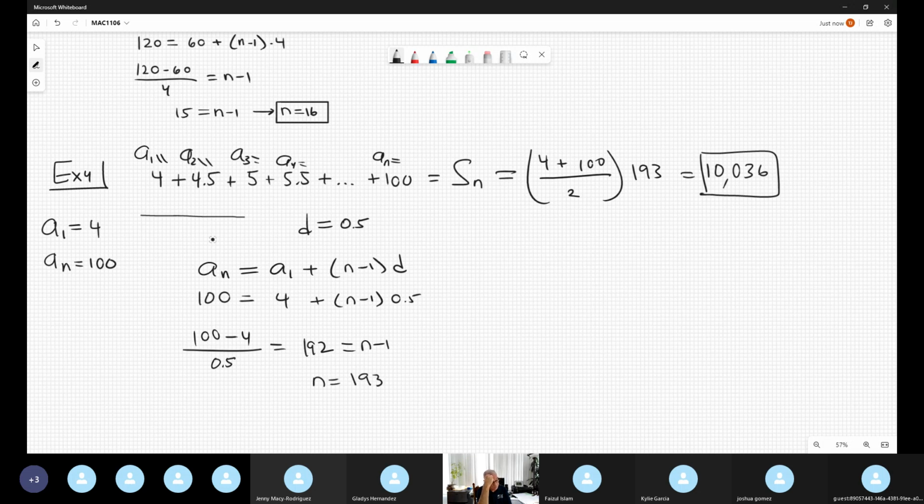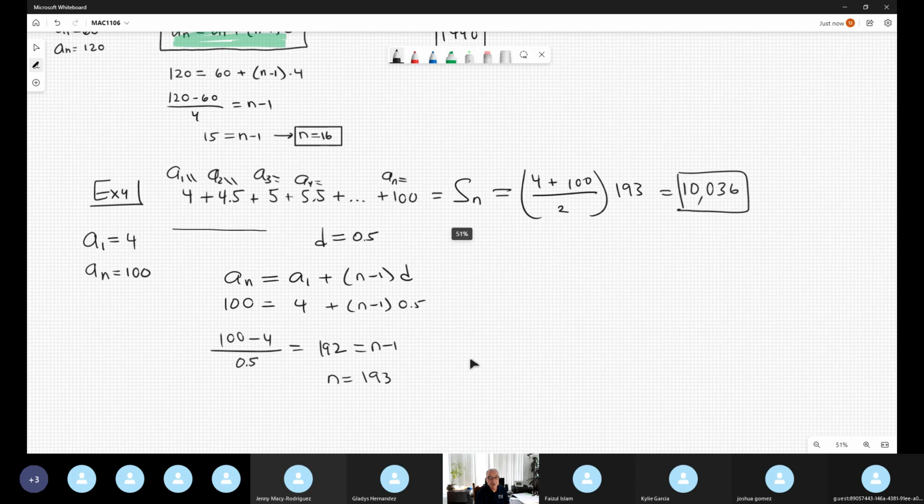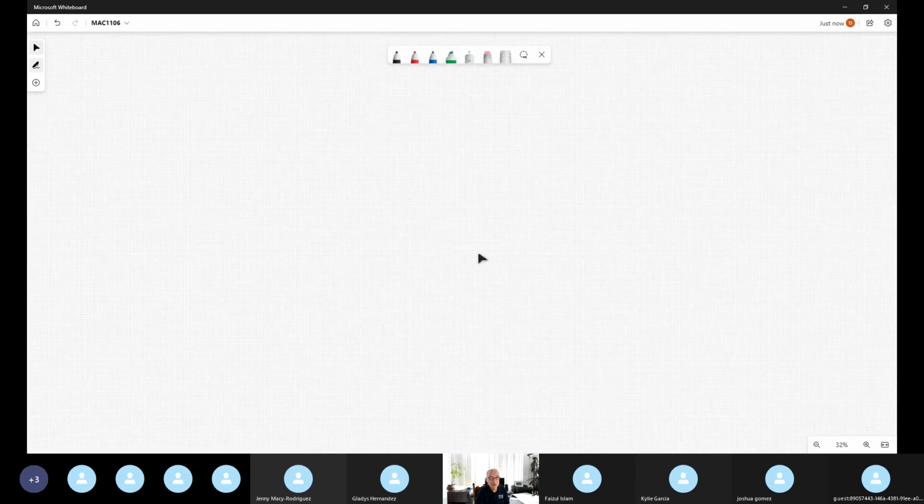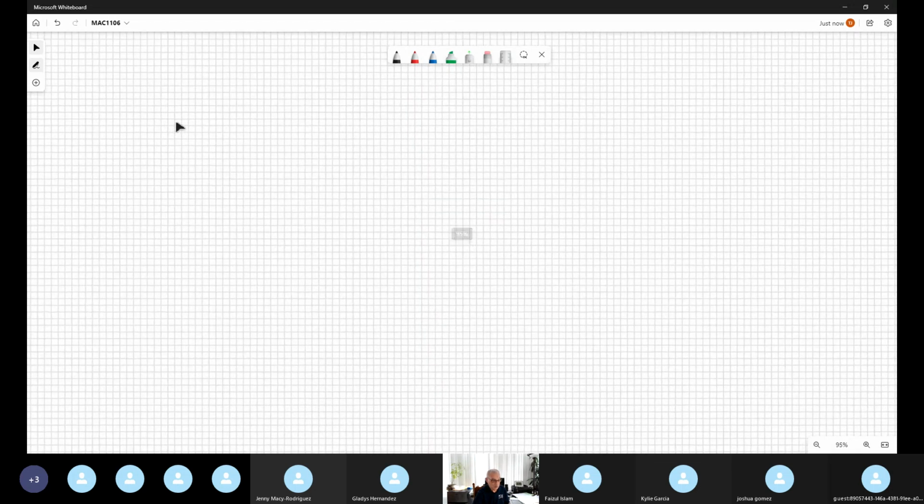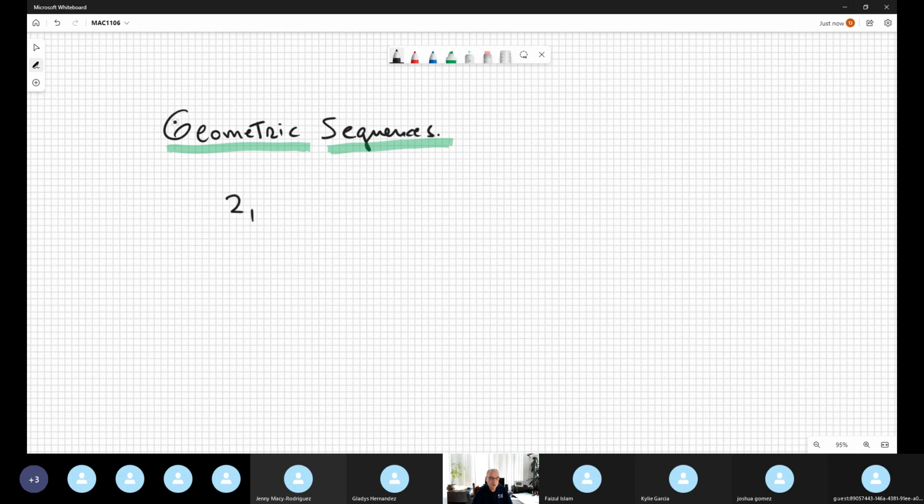Okay, let me try now geometric sequence. Inside the sequence topic, geometric sequence. Suppose this example, trivial, to understand the idea behind geometric sequence. Suppose 2, 4, 16, 64, bam, bam, bam, bam.